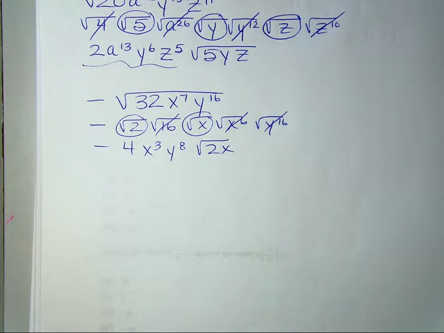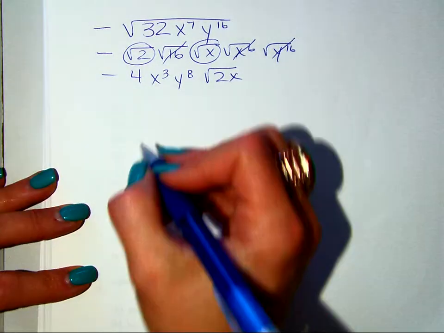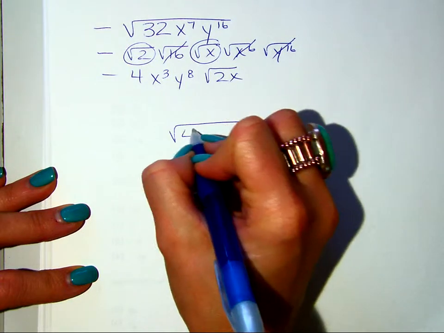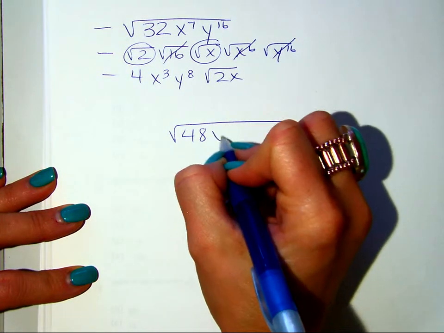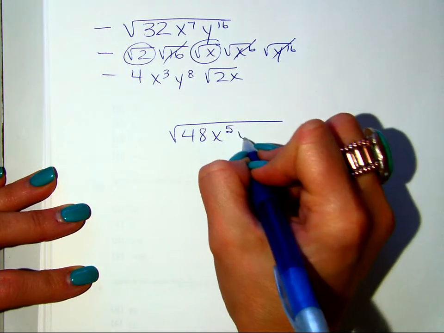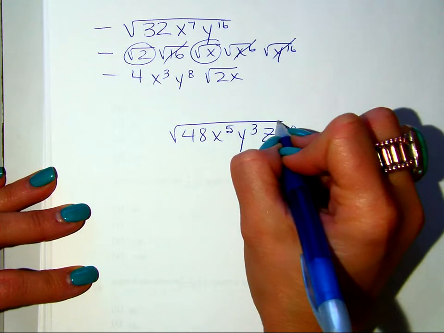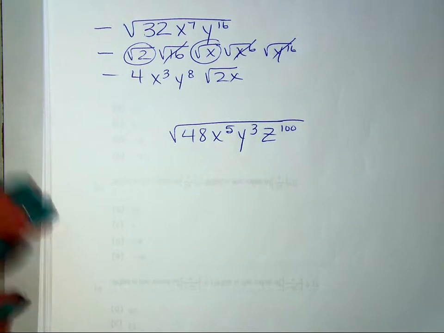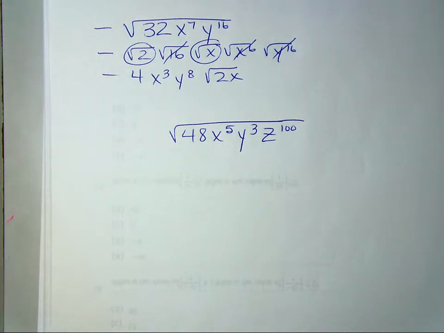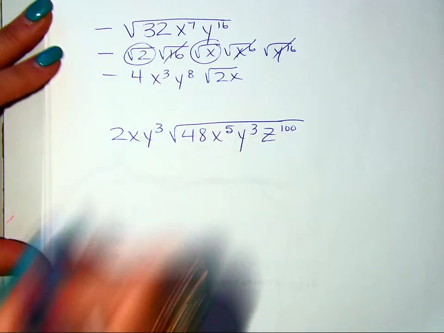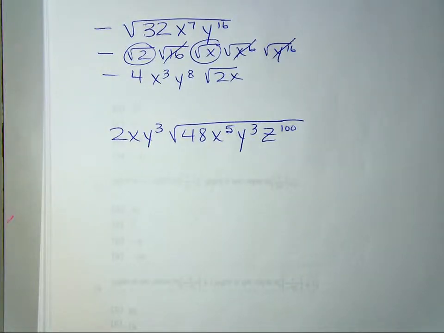Are you ready? Okay. So let's take the square root of 48, x to the 5th, y to the 3rd, and z to the 100th. Now, that looks like any other problem we've done, but now I'm going to add a 2xy to the 3rd on the outside. And this is exactly what we did.